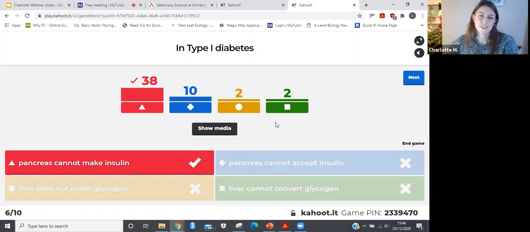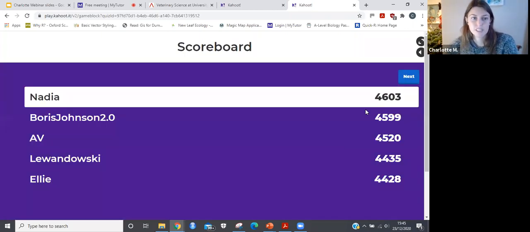Okay. Well done, everyone got that the pancreas cannot make insulin. So remember, in type 1 diabetes, the pancreas doesn't make it, and in type 2, the body doesn't respond to it, or there's too little being made. Well done, Hayley, back in the game there in place number 5.